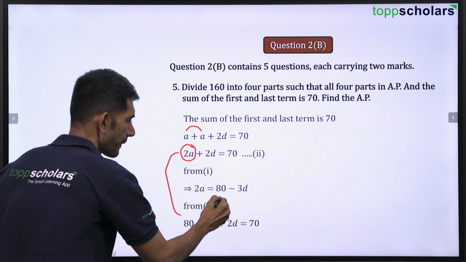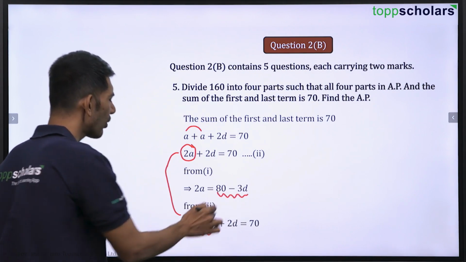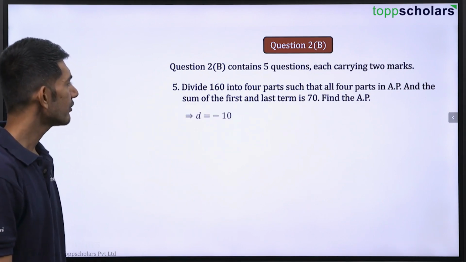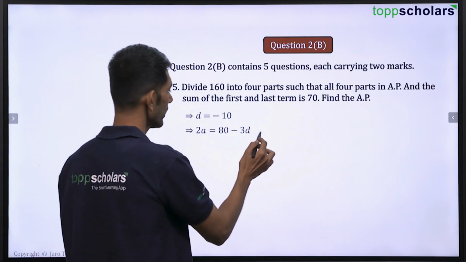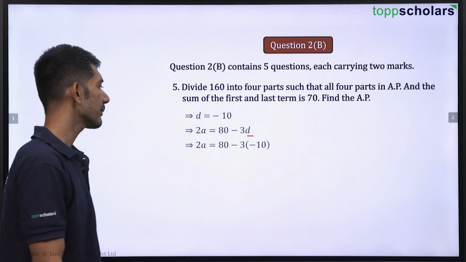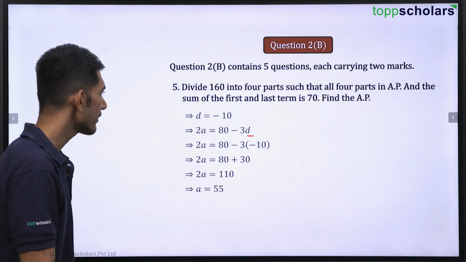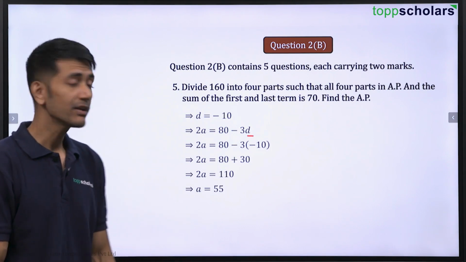You put 80 minus 3D instead of 2A. You solve this: 80 minus D is equal to 70, and then D is equal to minus 10. Once you get the value of D as minus 10, you put it over here. So 2A is equal to 80 minus 3 into minus 10. That is 80 plus 30, that is 110. 110 divided by 2 is 55. So the value of A is 55, and the value of D is minus 10.